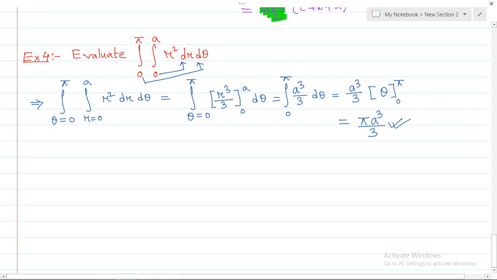So we integrate r square first with respect to dr, so it will come r cube divided by 3, and the limit is 0 to a, so it will come a cube upon 3 here. A cube upon 3 is constant, so you can take it outside, so it will come 0 to pi d theta, and the d theta integration is theta only, upper limit pi, lower limit 0, so pi minus 0 will come pi only, so it is coming pi a cube by 3.